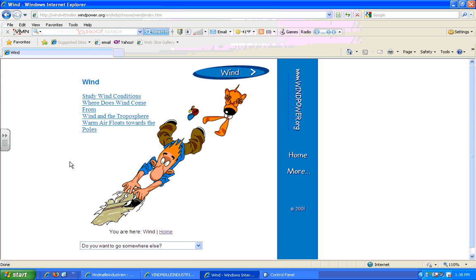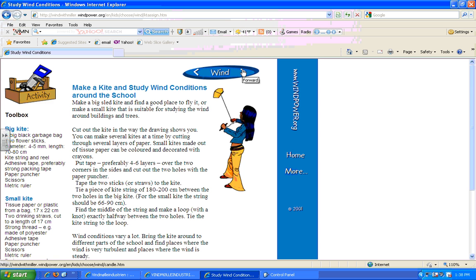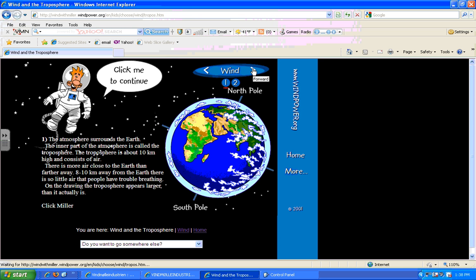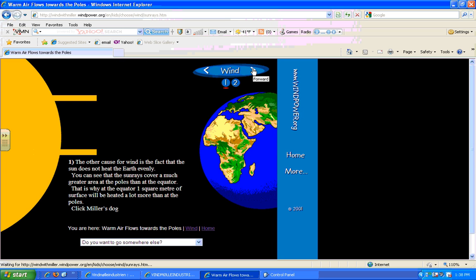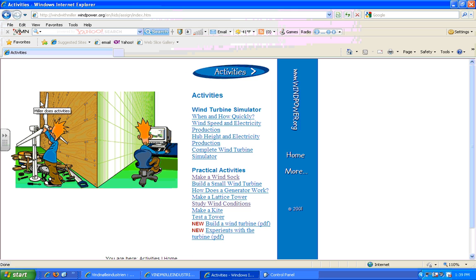But there's some interesting simulations in here. Well, let's see, again, this is aimed at kids, so they're looking for activities that you can have kids do to get them interested. So there's a lot of depth to this. Let's see, I think I was looking earlier at the Turbine Simulator.